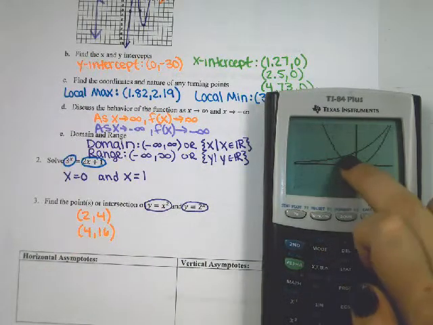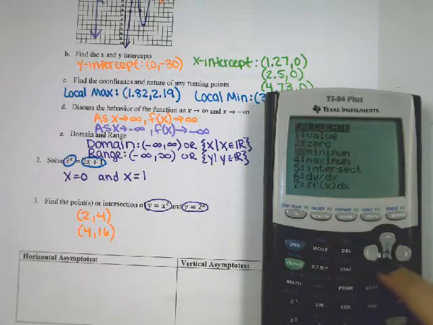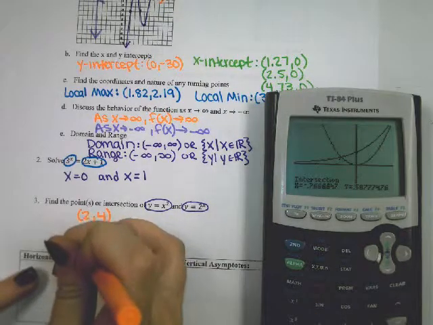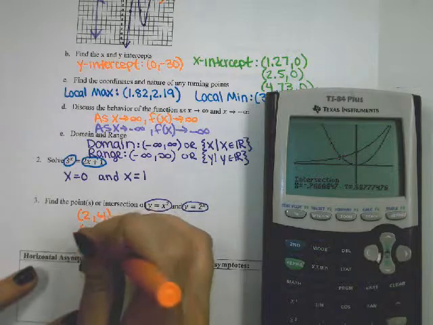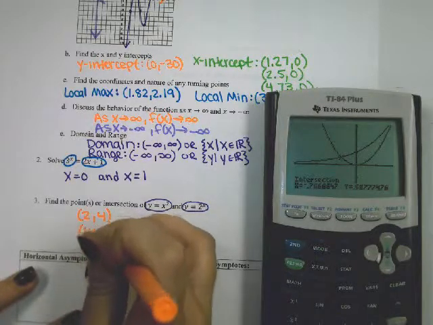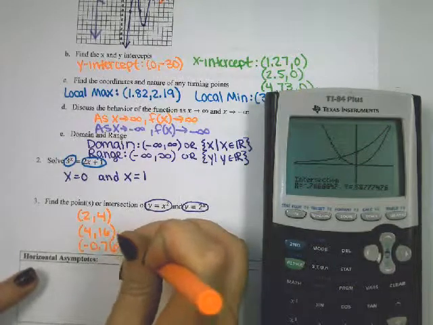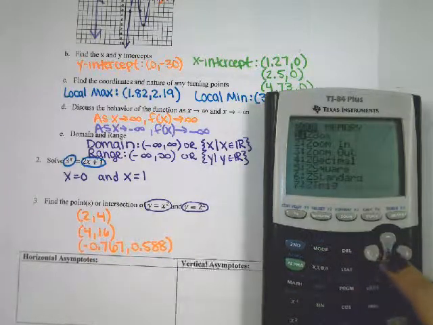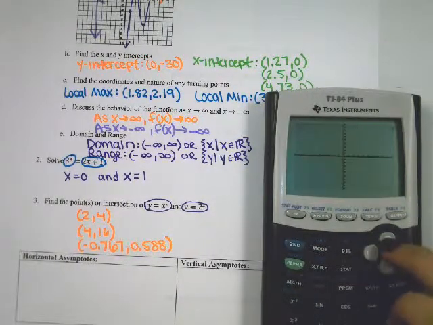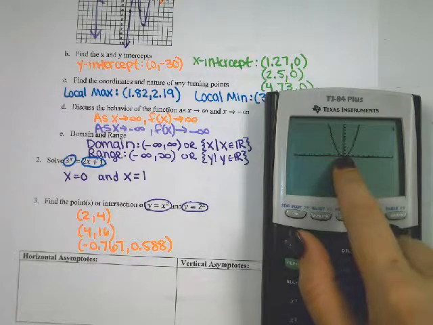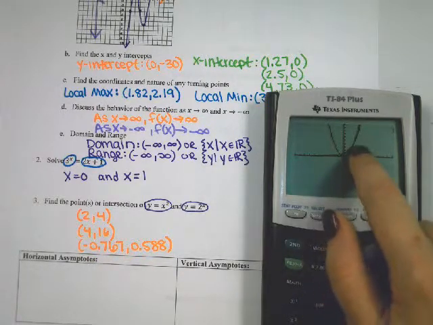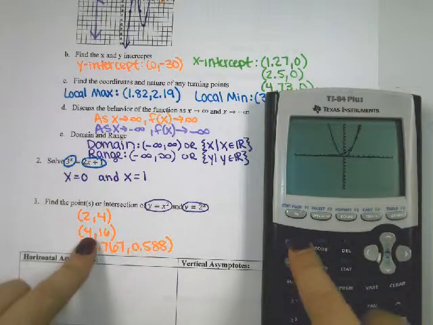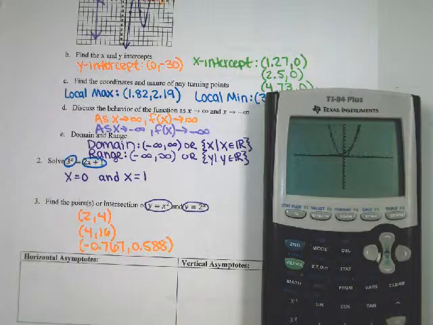So from my graph, this point is another point of intersection. It happens at a decimal. So negative 0.767 and 0.588 is that intersection point. Maybe there's another one. So let's go back to Zoom Standard and see if we can see another one. So that was right there. And then there's another one over there at 2, 4, and then 4, 16. Those are going to be our last two.